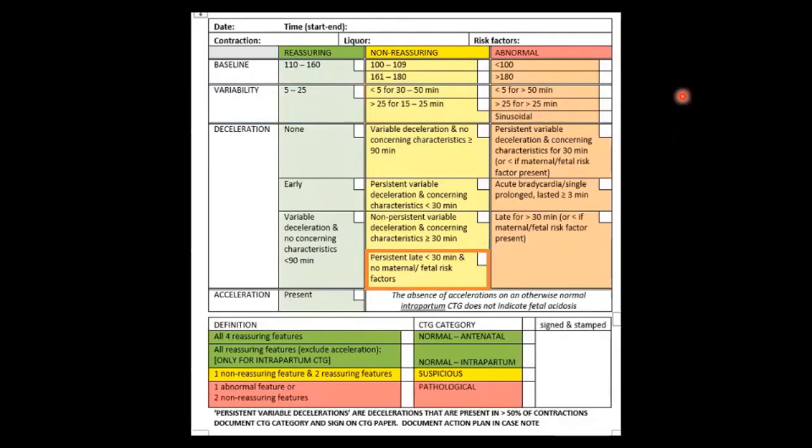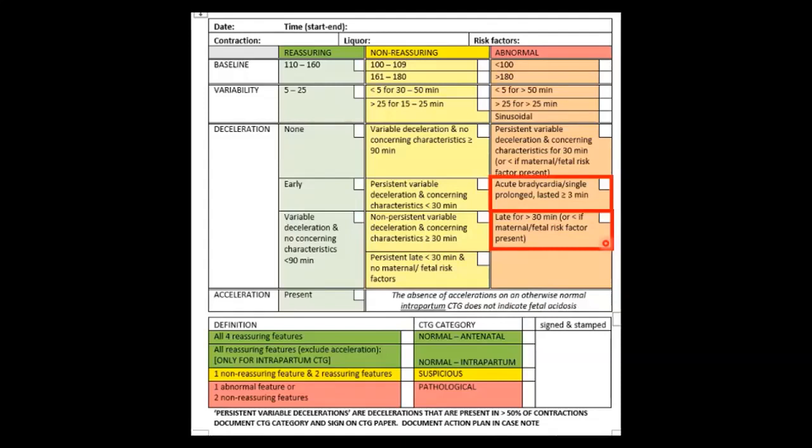Then next, you want to see deceleration. There are many columns inside the deceleration. First, you ask yourself, is this a late deceleration? If this is a late deceleration, is it persistent or not? If it is persistent, is it less than 30 minutes or not? If it is less than 30 minutes, it is non-reassuring. If it is more than 30 minutes, then it is something abnormal. Okay, this is for late deceleration.